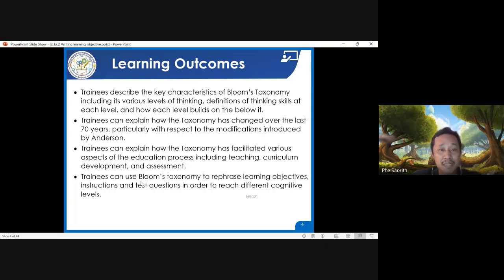And last but not least for topic 2.2, the learning outcome: trainees can use Bloom's taxonomy to rephrase learning objectives, to prepare learning objectives, instruction, teaching, and also test question preparation in order to reach different cognitive levels, from lower order thinking to higher order thinking. And also we can say knowledge.